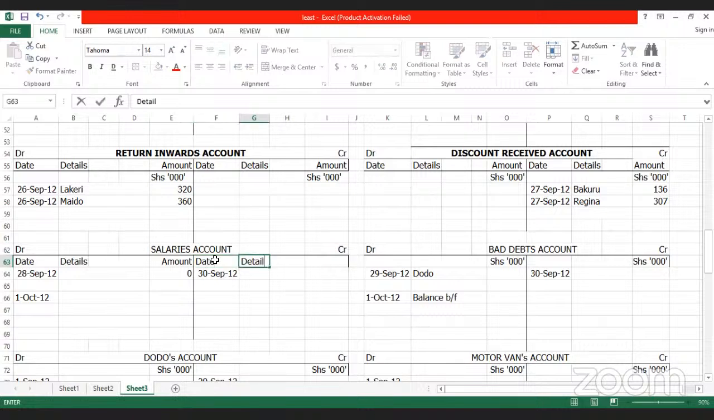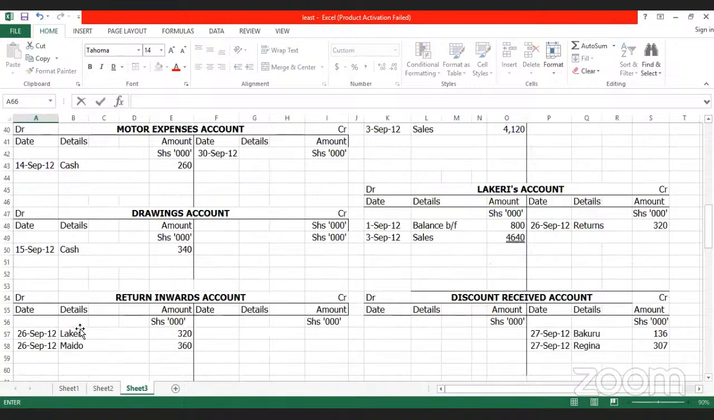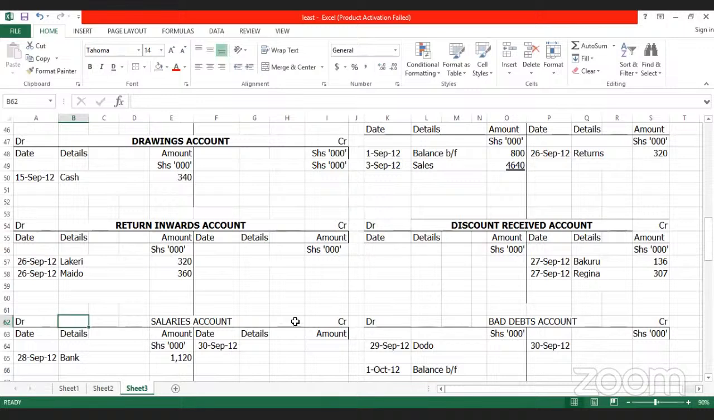The details will be bank. The amounts are in shillings and thousands. That's our level of rounding off. This is bank. How much? 1,120,000. That is our salaries account.